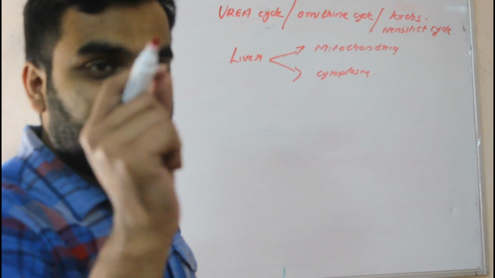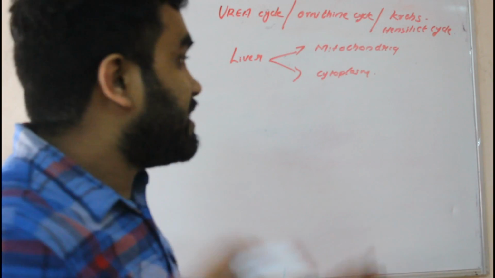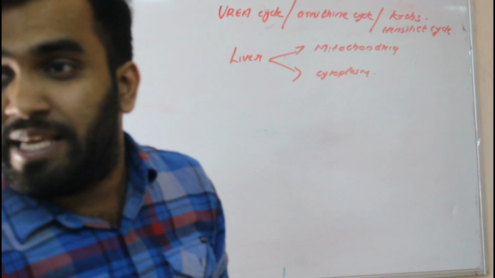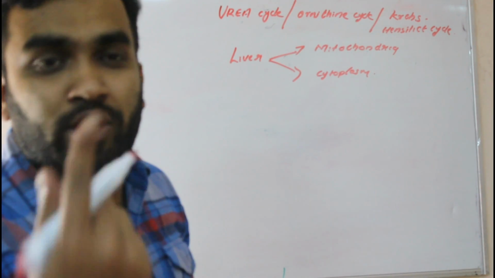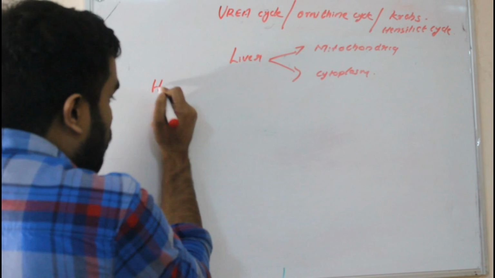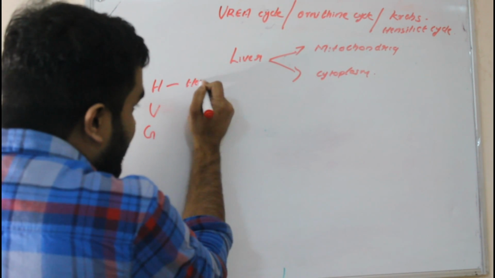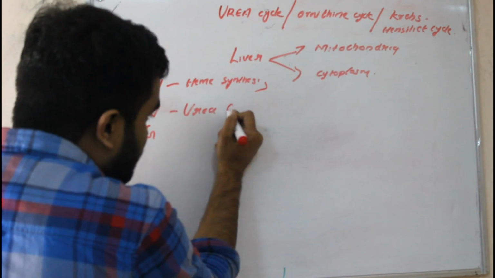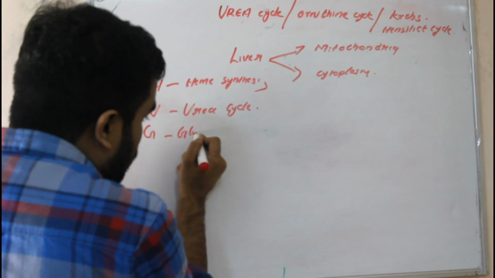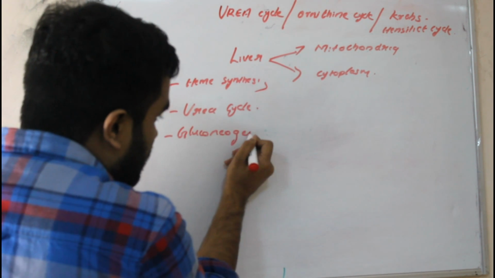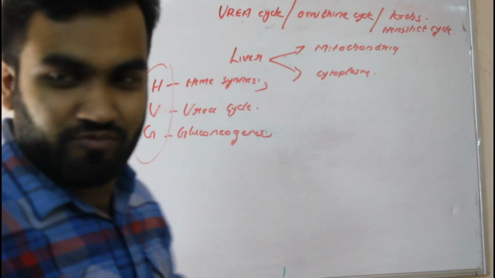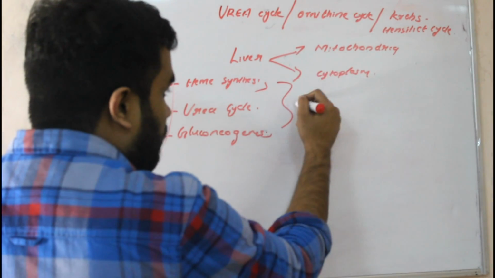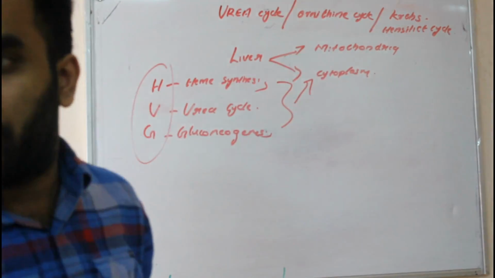You have to remember three important processes which take place both in mitochondria and cytoplasm. One is our urea cycle, the other is heme synthesis, and the other is gluconeogenesis. You can remember the mnemonic HUG: H for heme synthesis, U for urea cycle, and G for gluconeogenesis. So just give a hug, to relax someone. These three reactions take place in both mitochondria and cytoplasm. Just remember, many MCQs will come.